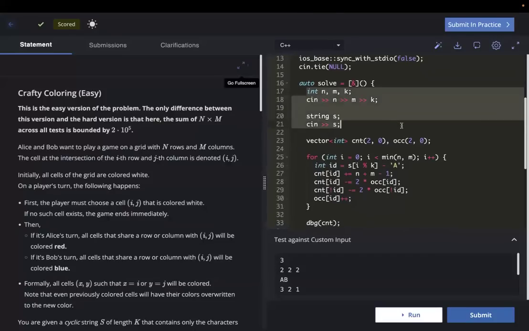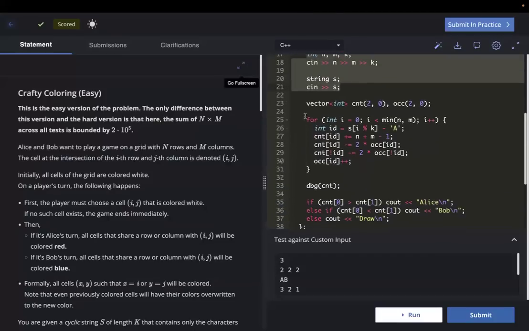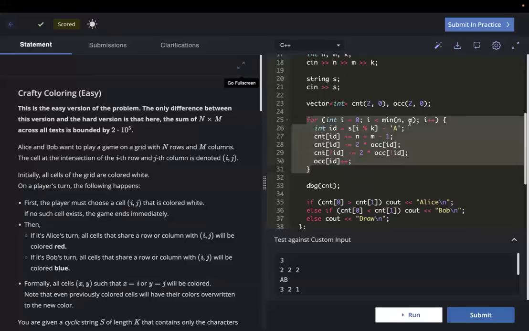First of all, I'm taking the inputs. Then I go from i equal to 0 till i is less than minimum of n comma m. That is the number of operations I will use. So s of i mod k will tell me the character, A or B, whose turn it is. I'm subtracting B from it, so this ID would either be 0 or 1: 0 for Alice, 1 for Bob.